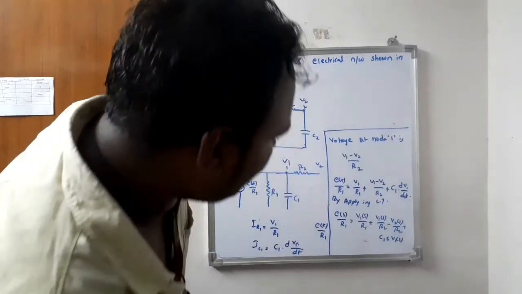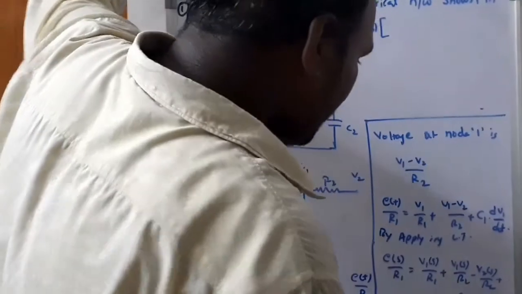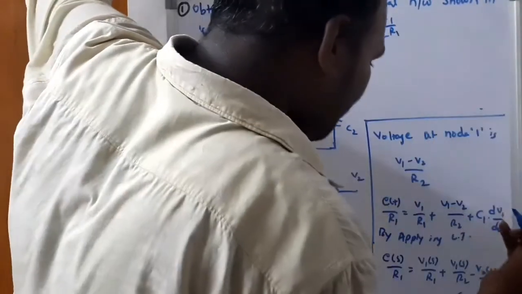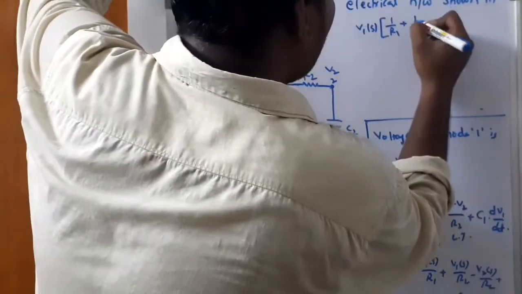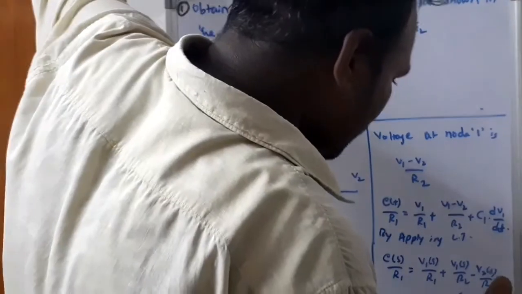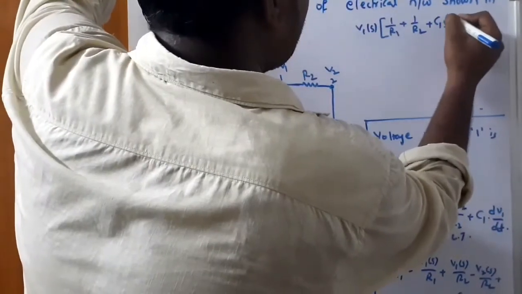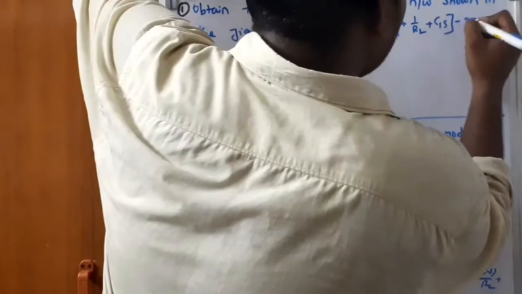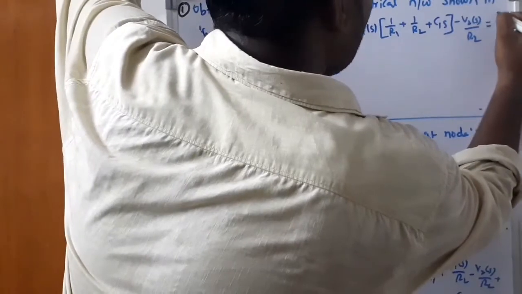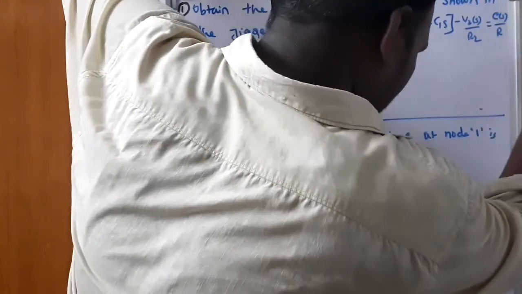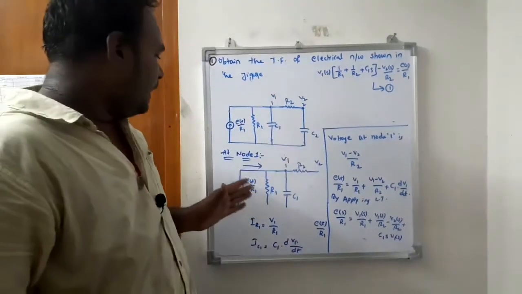See here, from this we can take V1(s) common. So V1(s) common, what are the terms remaining here? (1/R1 + 1/R2 + C1s) minus V2(s)/R2 is equal to E(s)/R1. This is the expression we got at the node 1 analysis.